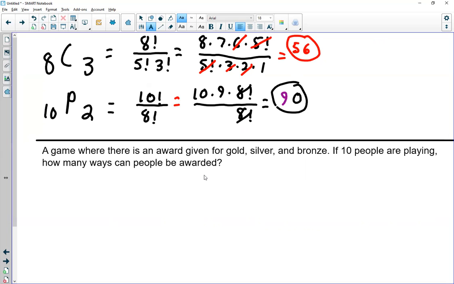All right. If 10 people are playing, how many ways can people be awarded? So gold, silver, and bronze, those are particular positions, as in getting first place gets you gold versus getting second place getting silver. They are not the same. So because we're being particular, you need 10 in total. There's 3 we're choosing, and it's going to be P, because order matters. Getting gold is different, getting silver is different than getting bronze.